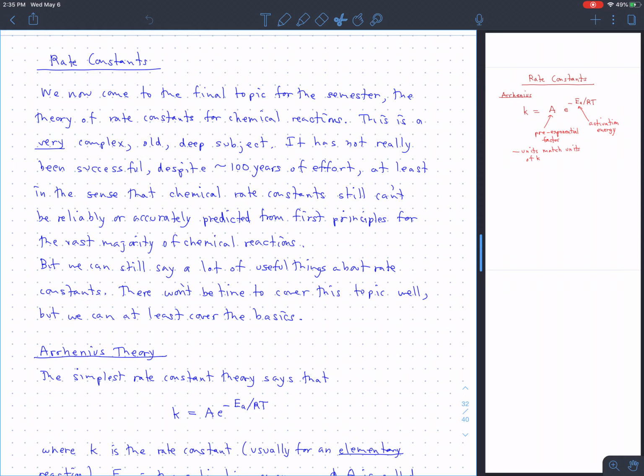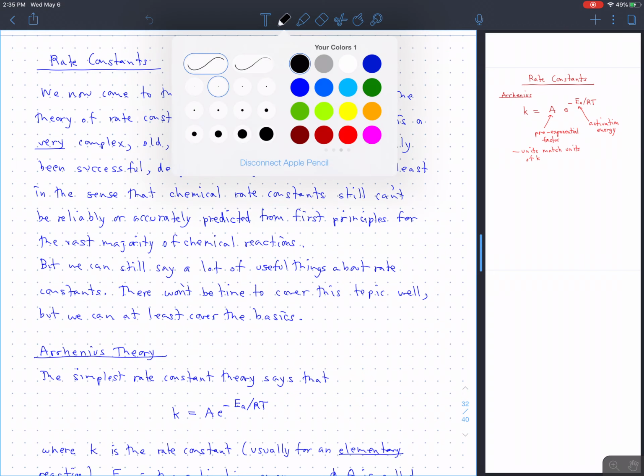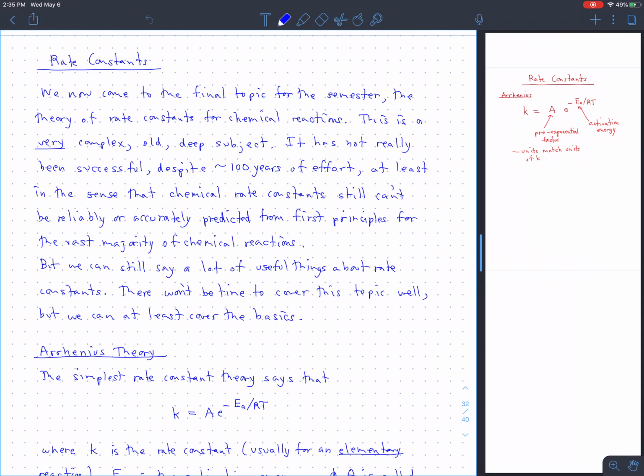I say here in the text for this section that the theory of rate constants has kind of not been successful, even though people have been working on it for more than 100 years. And the reason for that is that it's extremely complicated. It's extremely quantum mechanical. It involves bond breaking. And it doesn't just involve finding a few quantum mechanical facts like the wave functions or the eigenstates of the Hamiltonian or anything like that.